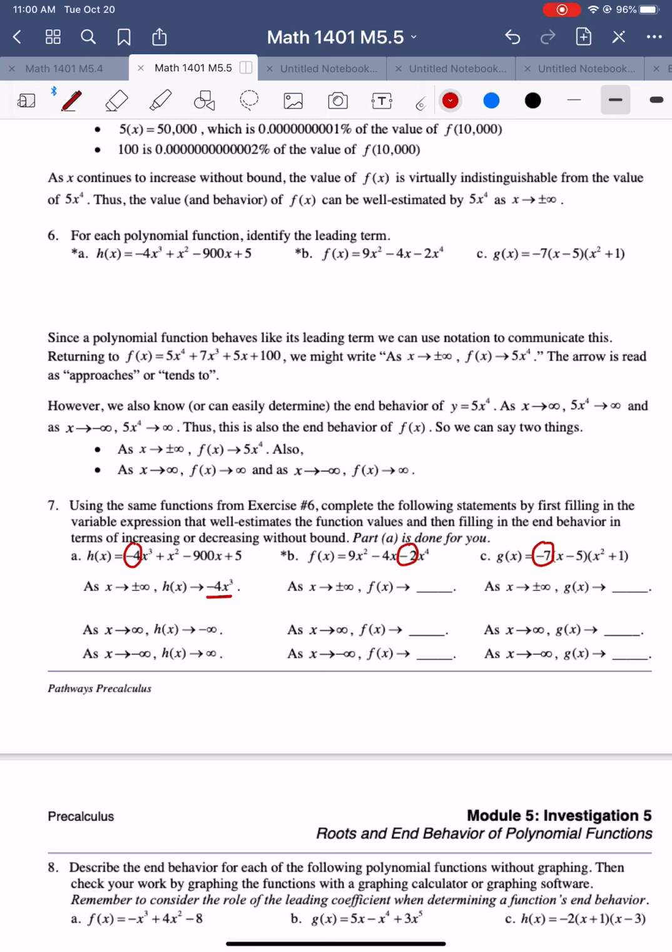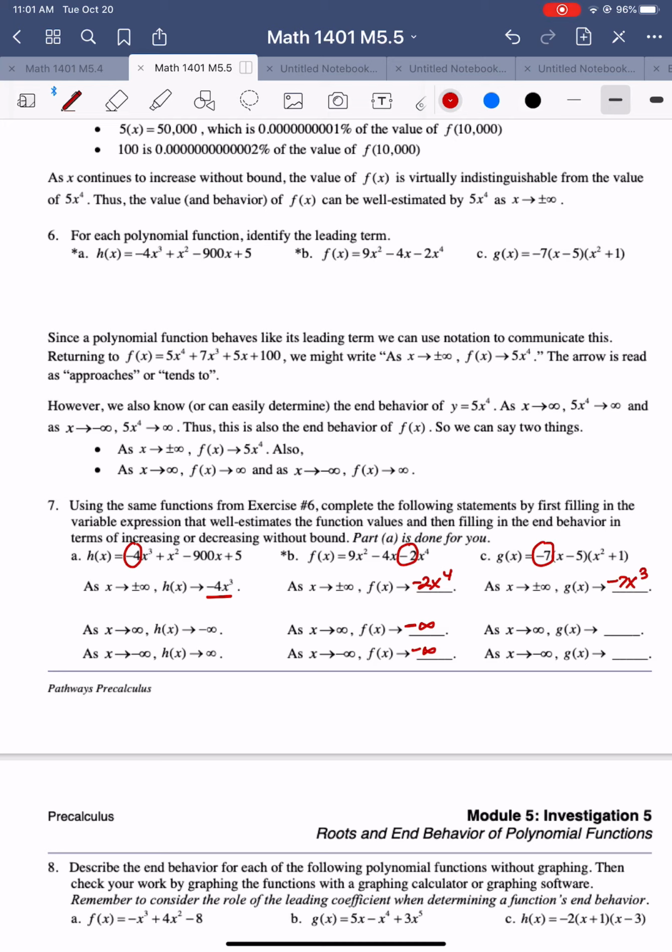So in part b, the leading term is negative 2x to the 4. The leading term is negative x cubed, okay? When x approaches infinity, h of x goes to negative infinity, because x cubed goes in the opposite direction of the 4x cubed. When you have the power of 4, if it goes to positive infinity, it goes to negative infinity, it goes down on both sides, okay? When it's 2x to the 4, of course, f of x goes to positive infinity on both sides.